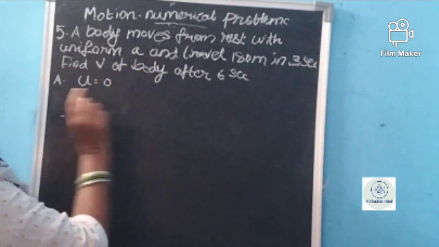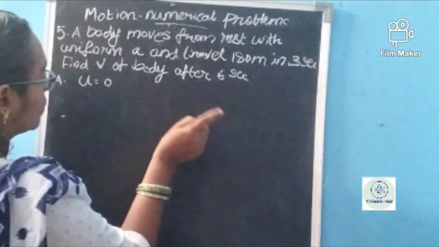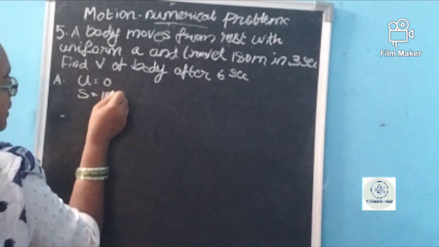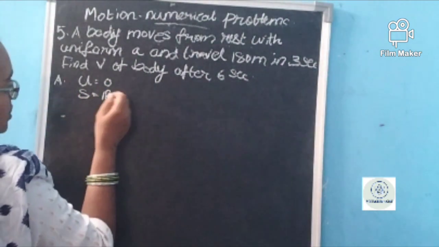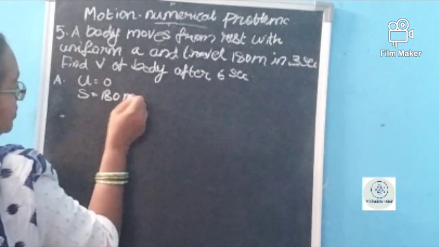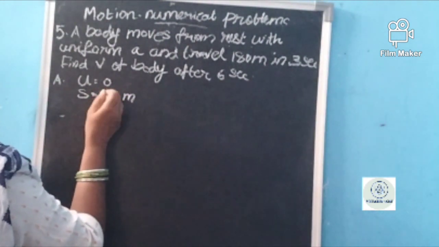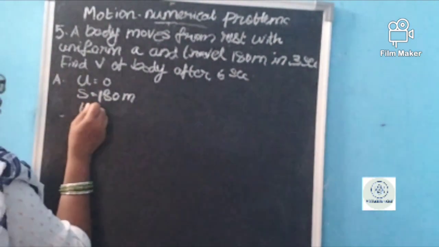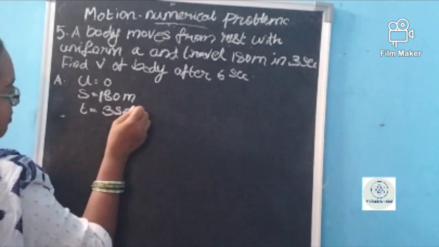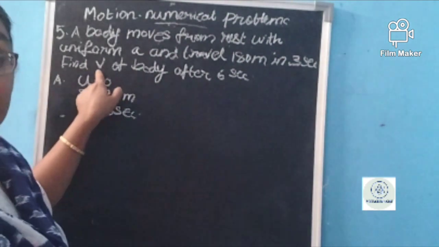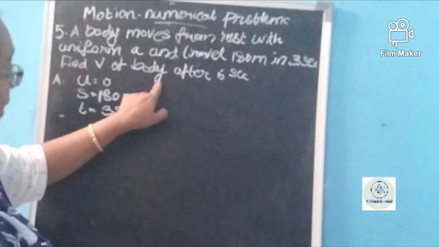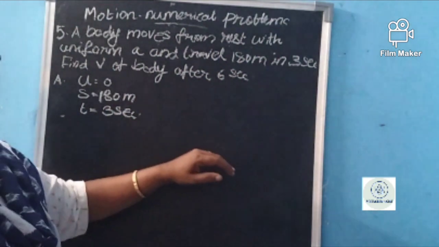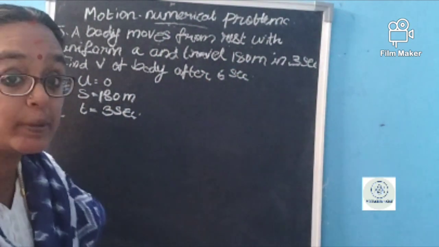Uniform acceleration. Okay. Has the acceleration been given? No. Travels 180 meters. So s is equal to what? 180 meter. What is the time given? Time t is equal to what? 3 seconds. What we have to find out? We have to find the final velocity. We have to find out the final velocity after 6 seconds. Okay, not the final velocity now, but the final velocity after 6 seconds, what it will be.